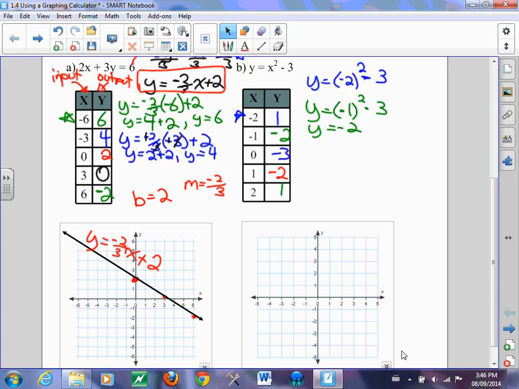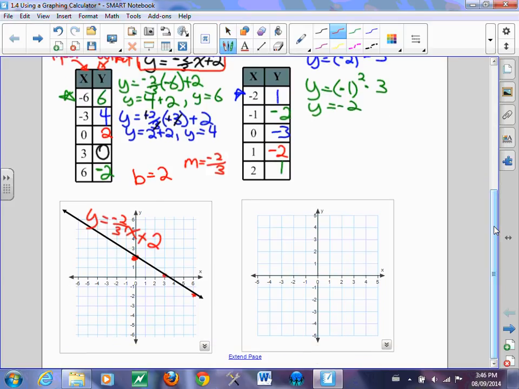All right, next one, taking a look at our nonlinear relation. Okay, for this one, ladies and gentlemen, we haven't learned any shortcuts yet, but you will in this course learn how to draw this in a more efficient manner. So for now, we'll just plot the points. So -2 and 1, -1, -2, 0, -3, and 1, -2, and 2 and 1. Okay, so ladies and gentlemen, this is a curved line. It's a curved U shape called a parabola. Okay, and then we put the equation on, y equals x squared minus 3.